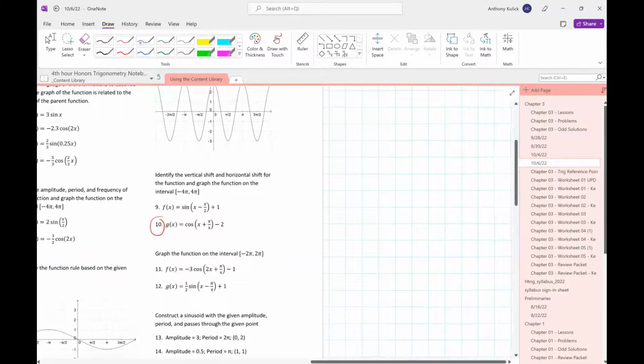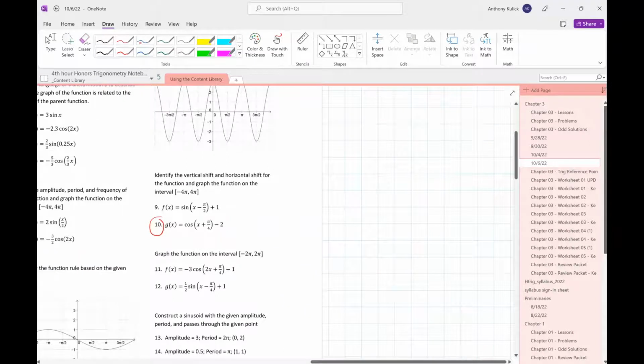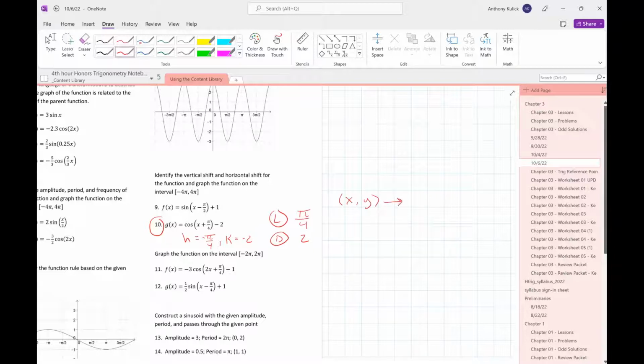So it says identify the vertical and horizontal shift for the function. Well, that part's pretty easy. So we'd be left pi over 4 and then down 2. Cool with that? Says then graph the function on that interval from -4 pi to 4 pi. All right. So we'll write our transformation map.